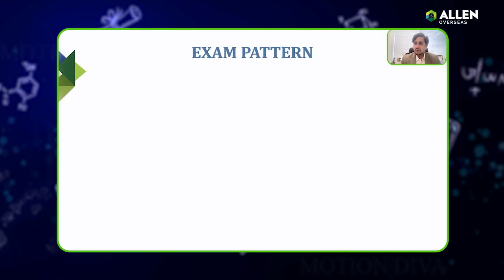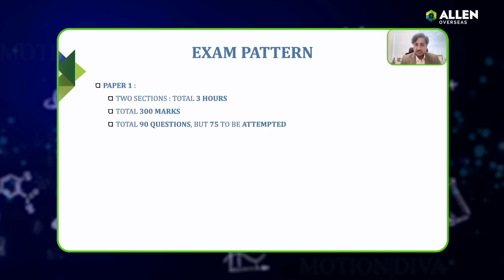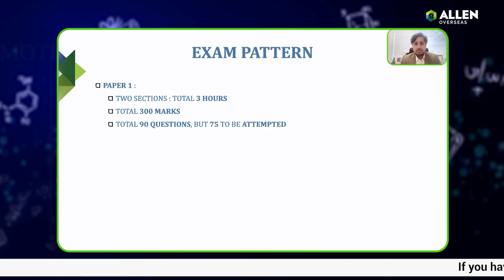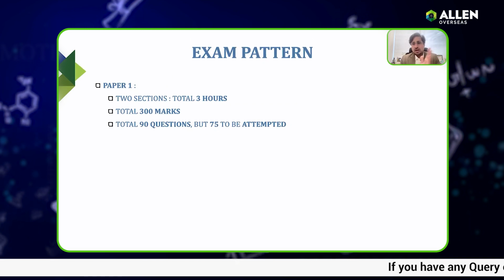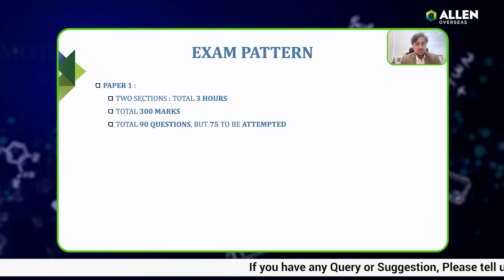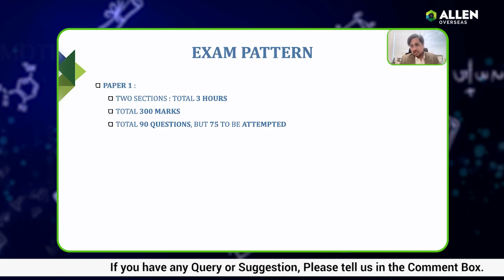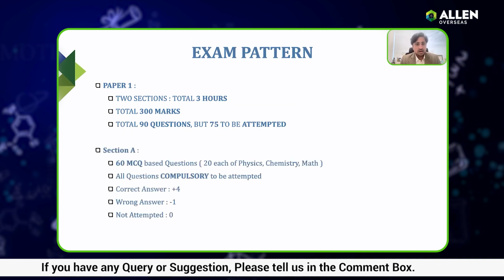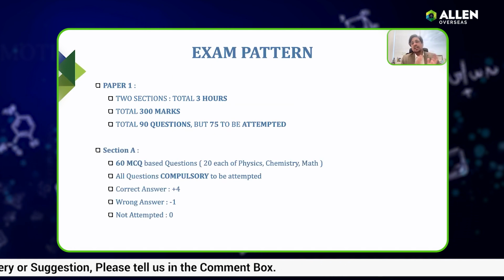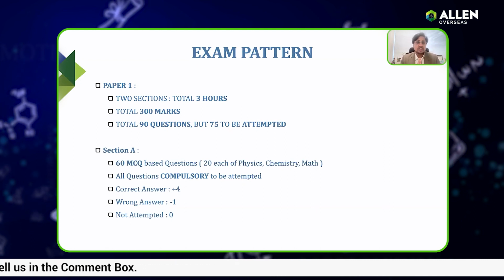The exam pattern this year is the same as last year. Paper 1 will be of 2 sections. Most of you would be giving paper 1, which is for the undergrad BTech examinations. So there would be 2 sections. The exam would be of 3 hours, total marks 300. There would be 90 questions, but 75 have to be attempted. Section A will have 60 MCQ-based questions, 20 each of physics, chemistry and math. All questions are compulsory in this section A.